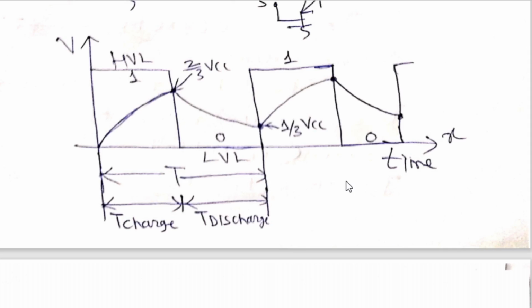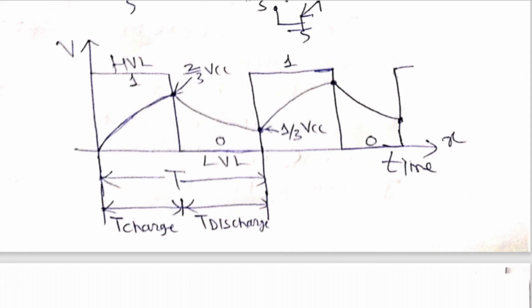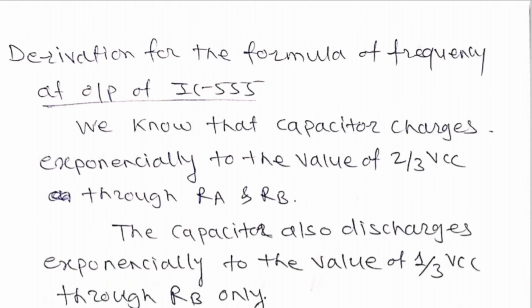Why is there 1.44? Why 2 times RB? So that formula we will derive and then we'll understand that very easily. So let us proceed. Now come to the topic: derivation for the formula of frequency at the output of IC555.